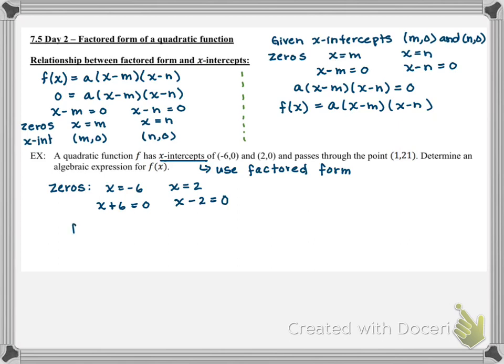So my function is a times x plus 6 times x minus 2. But we're not quite done because, again, there's an infinite number of possibilities for a. And so to narrow it down, we're given a third point. So just like yesterday, we're just going to plug that point in and then solve for a. So my output is 21 when my input is 1.